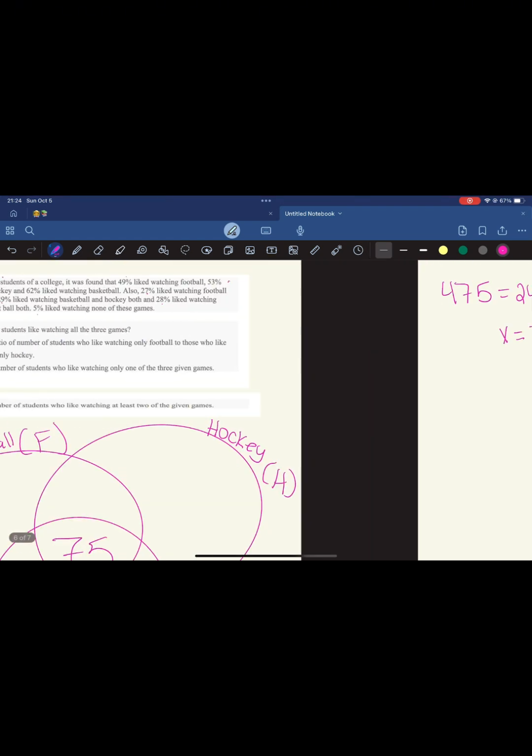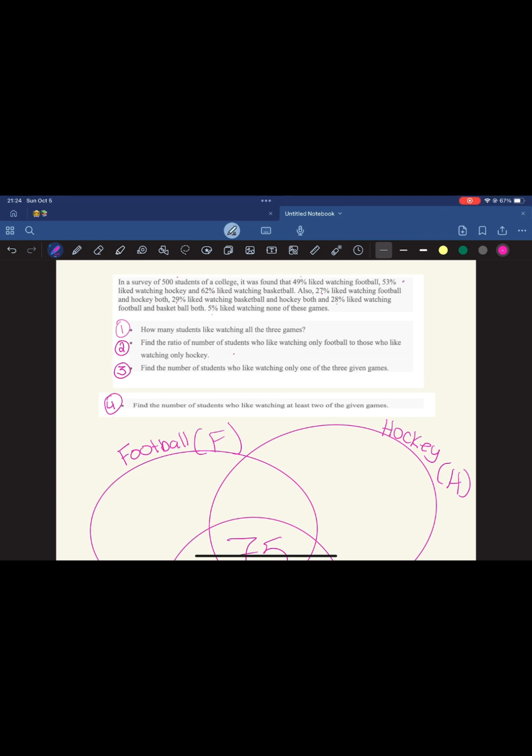So now that we know that, we are going to try to find the students who like exactly two sports. That's going to be our second question here. So we need to find the students who like exactly two sports and subtract the triple from the pairs. So we have football, which we are going to be representing as F. So it'll be a little bit easier to keep up. And then we have hockey, which we're going to represent by H. And so we have 135 minus 75, which is going to equal 60.